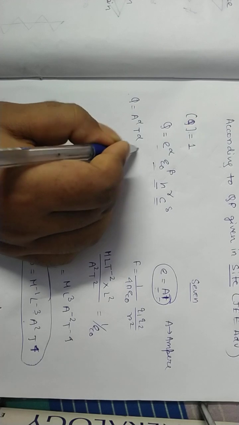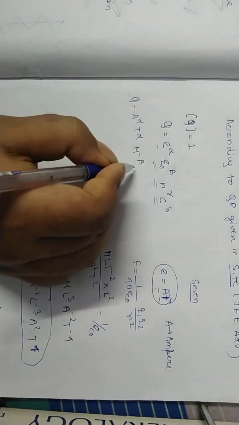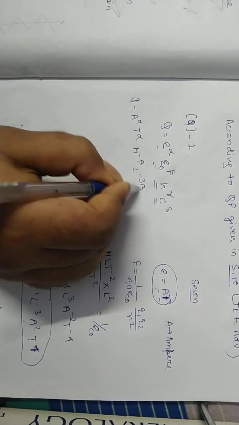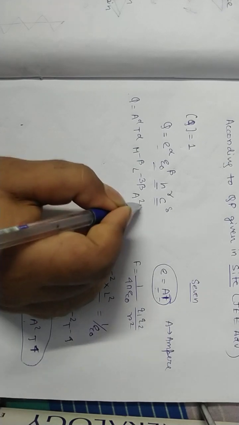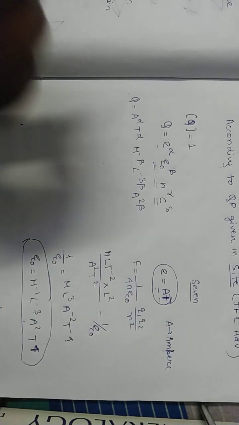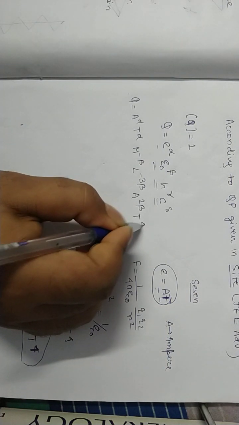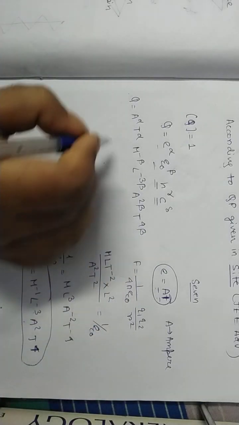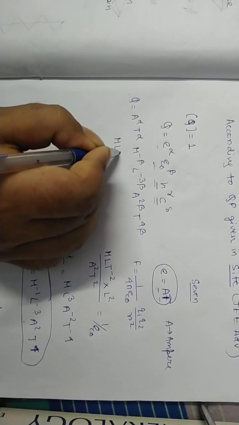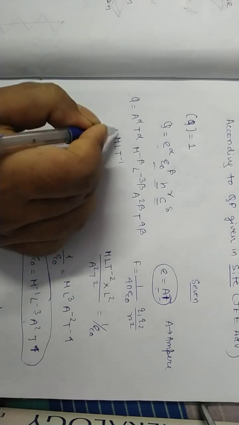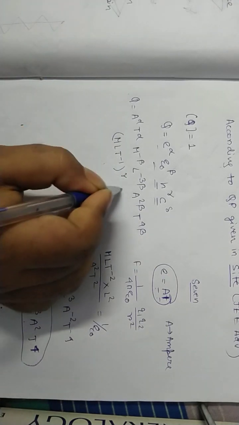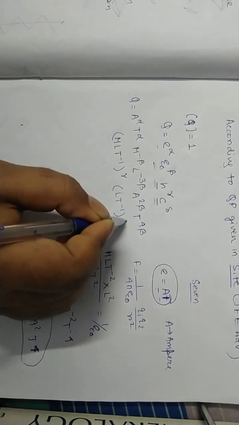Epsilon naught becomes M to the power minus beta, L to the power minus 3 beta, A to the power 2 beta, you can see, and T to the power 4 beta. H is joule second, that is ML T to the power minus 1, whole gamma, and C is L T to the power minus 1, delta.